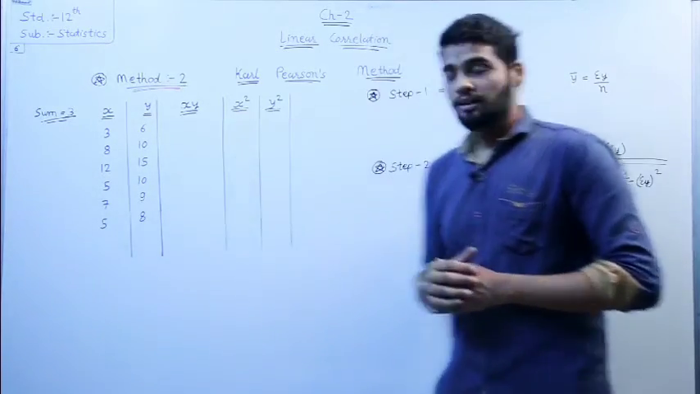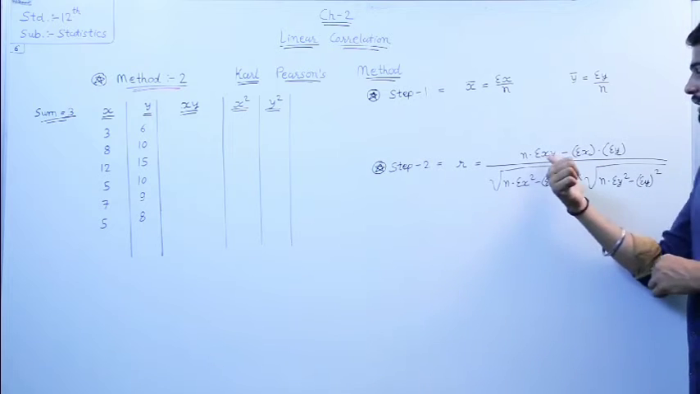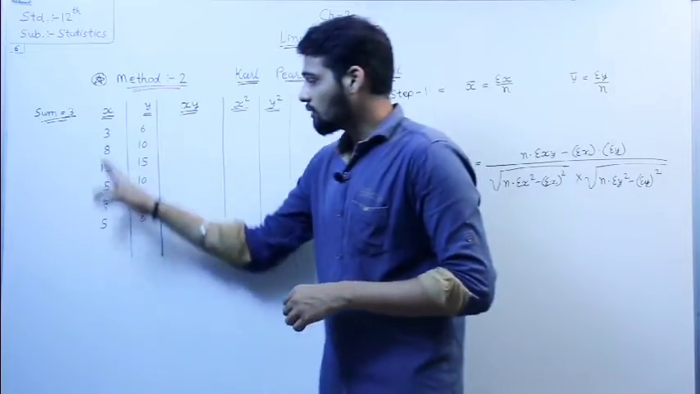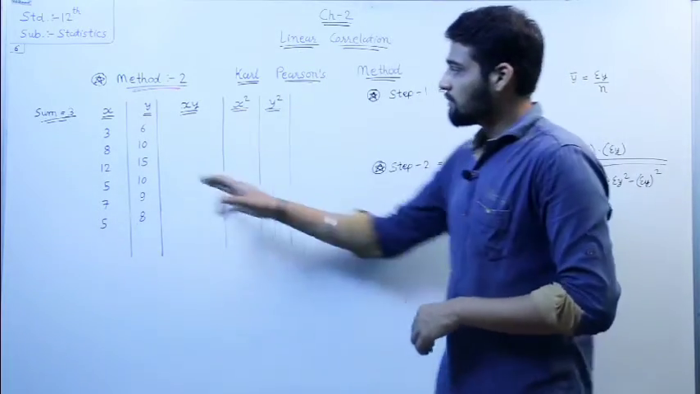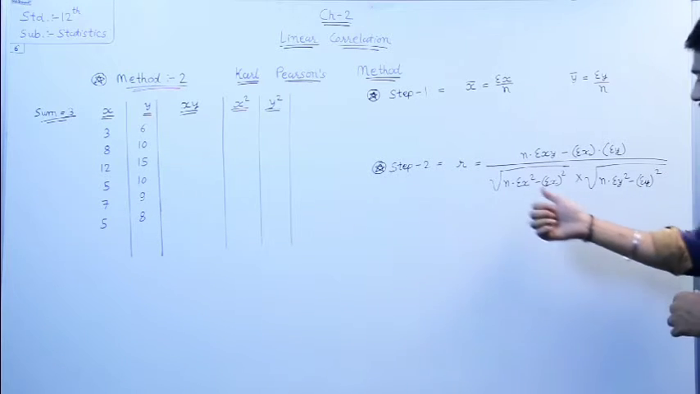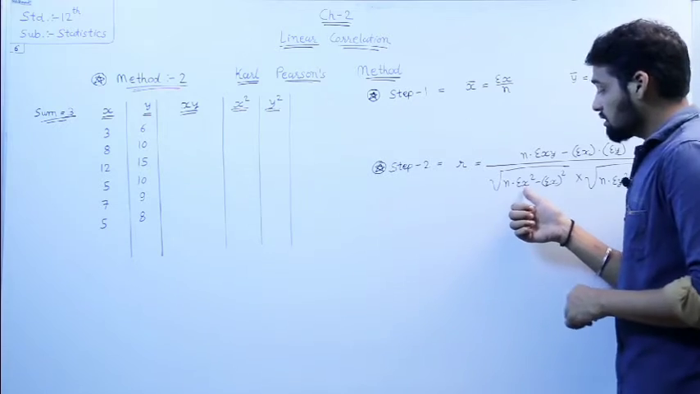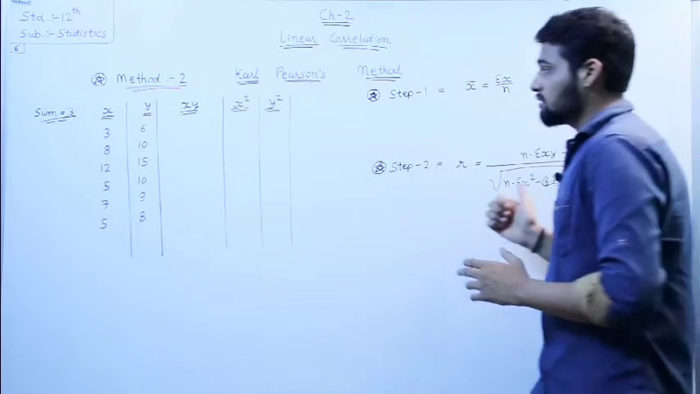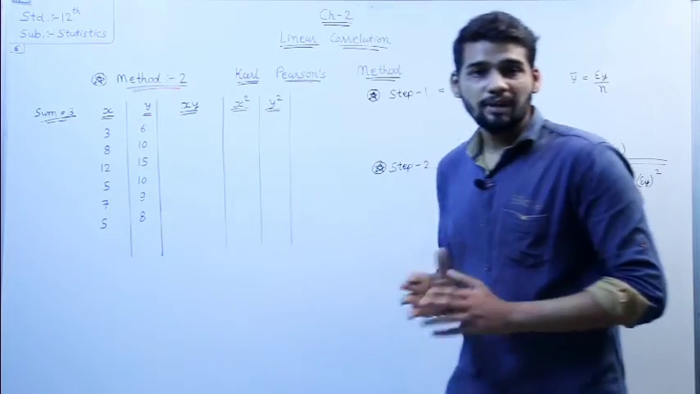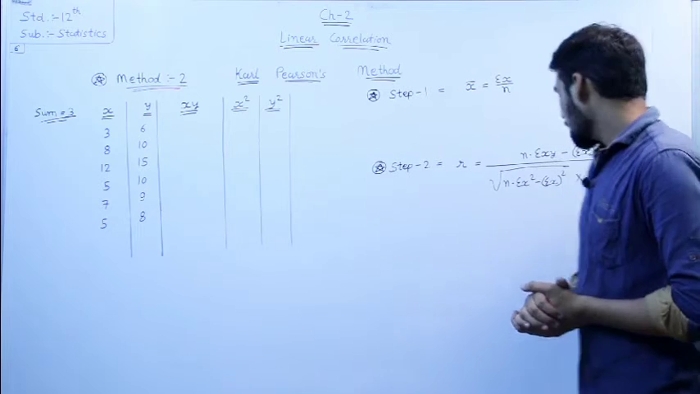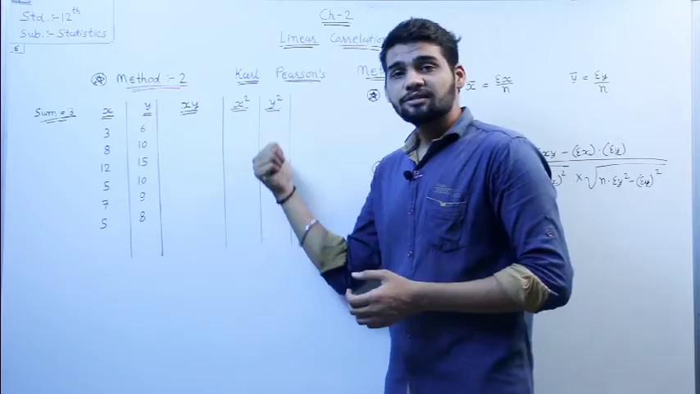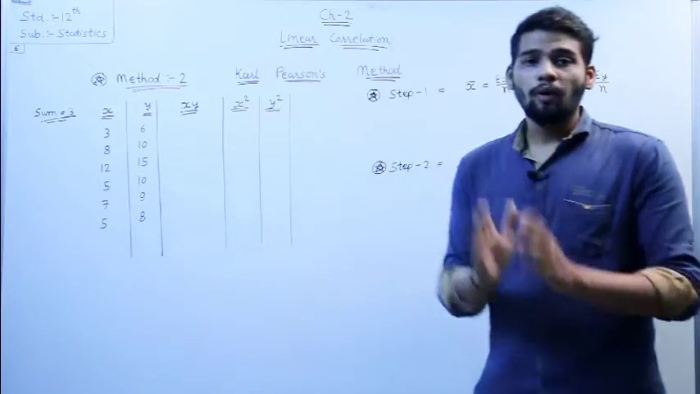First, we require sigma xy. Then sigma x means the total of this column, and sigma y means the total of this column. Now we find another column, sigma x square, which is most required. We find the x square column, and the total of this column is denoted by sigma x square. Here also, the total of the y square column is denoted by sigma y square.